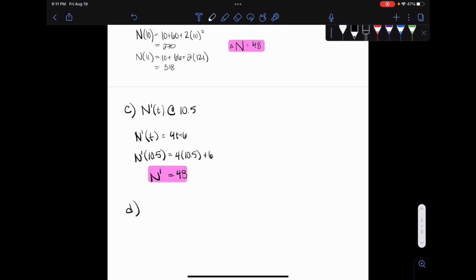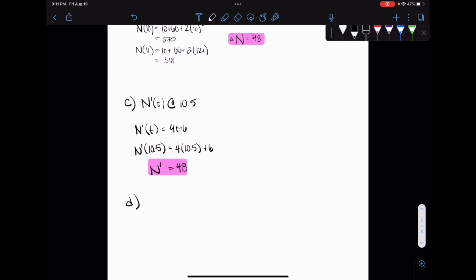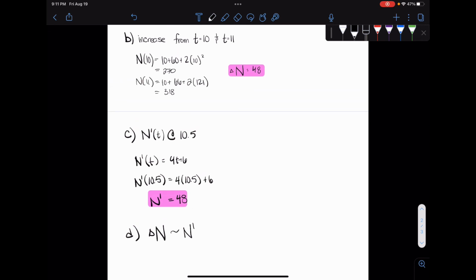Part D is asking you to relate C and B. I think it's a very mundane question. Essentially, the idea is that a change over a time interval is approximate to the rate. And this isn't absolute or exact because the rate of change at 10.6 is slightly different than the rate of change at 10.4, but you're estimating that if the rate is constant for one time interval and we're breaking our intervals into seconds, then the difference in neutrons at t equals 11 and t equals 10 is your rate of change at 10.5 right in the middle of that time interval.